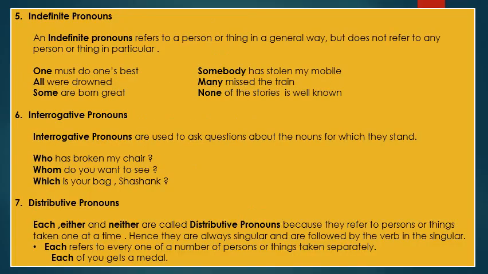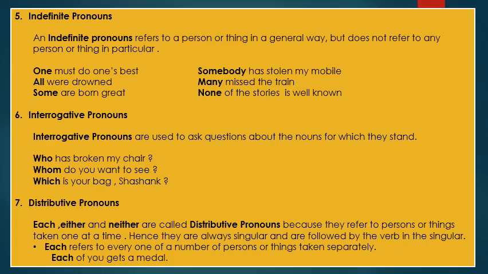Number 5, indefinite pronouns. Indefinite pronouns refer to a person or thing in a general way, but do not refer to any person or thing in particular. One must do one's best. All were drowned. Some are born great. Somebody has stolen my mobile. Many missed the train. None of the stories is well known. As you can see on the screen, all the pronouns are used in a general way, not for a particular person or particular thing.